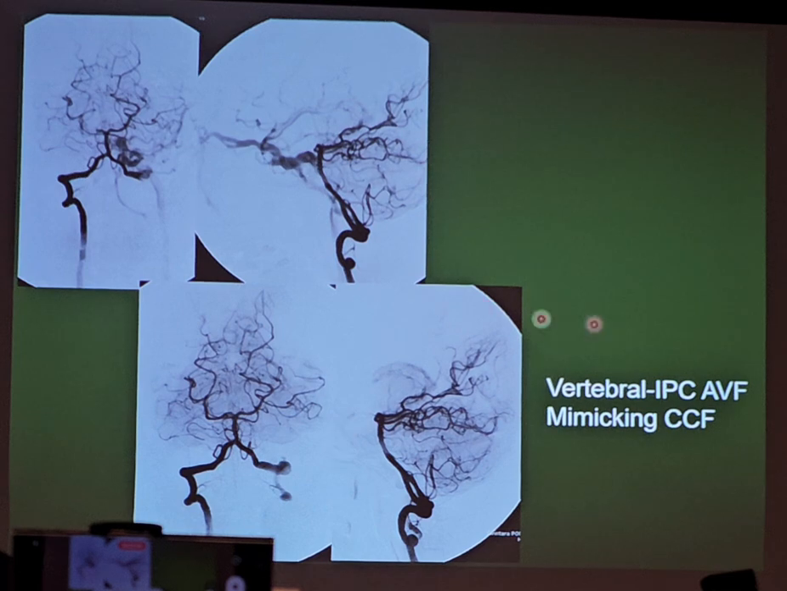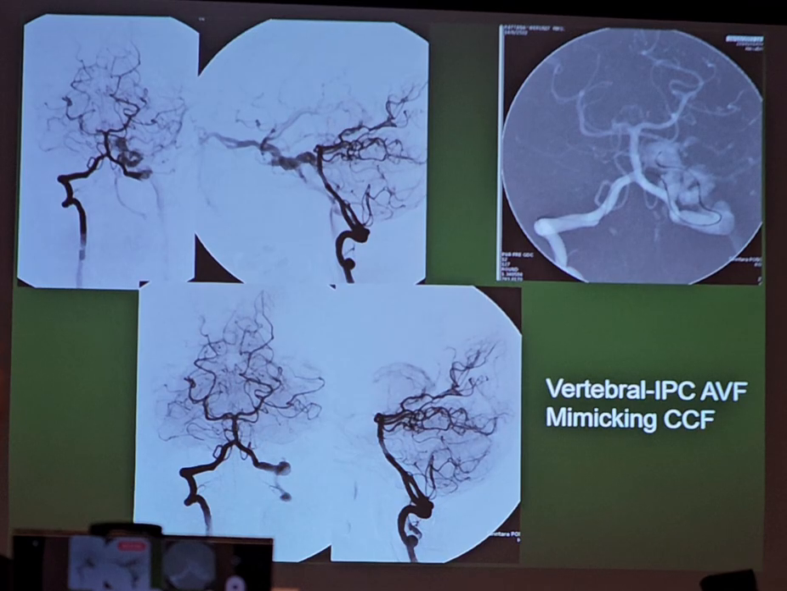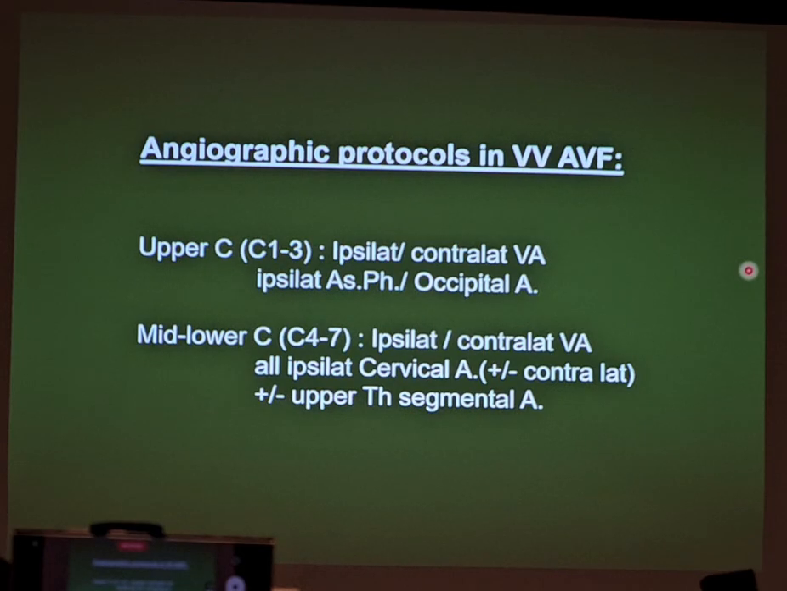Okay, so this is the case after we were able to figure out the fistula. It's up to you, you can use whatever embolic material you like, and then we were able to close it up. Just being able to know that the shunt is located there. The angiographic protocol I told you applies for upper and lower group.